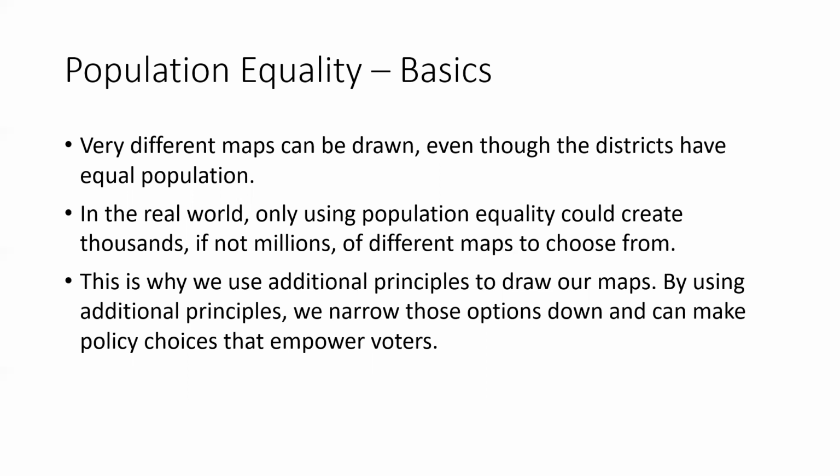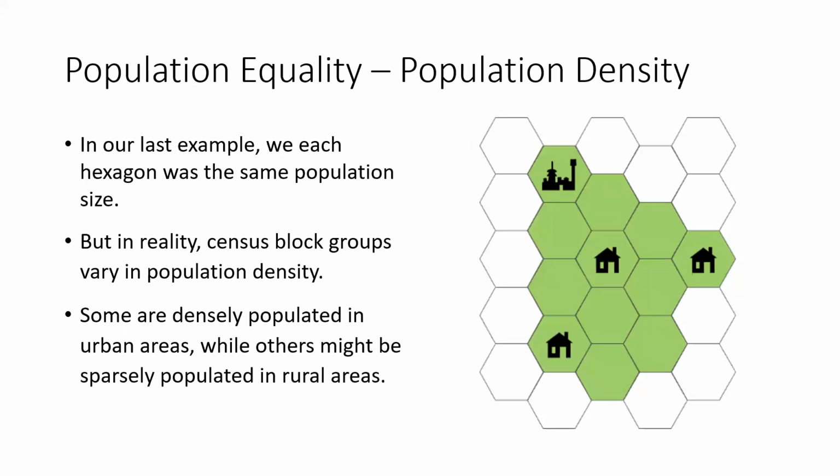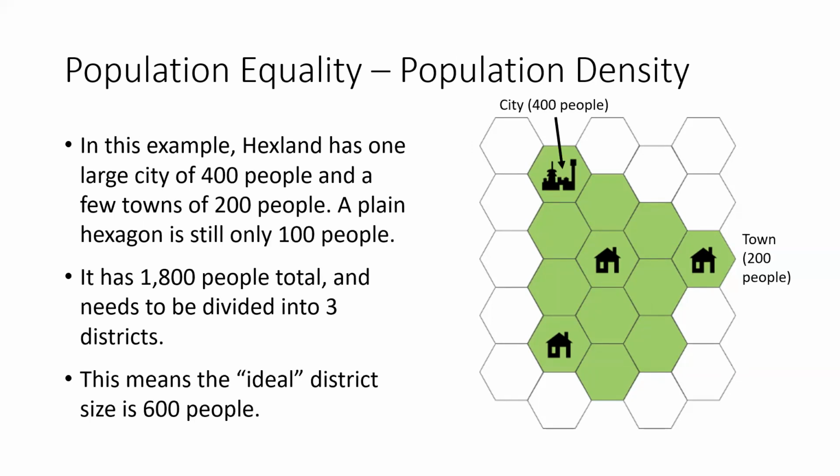Now, before we leave population equality, I do want to talk about one other piece of population equality, and that's population density. So in our last examples, each hexagon was the same population. Each hexagon was 100 people. But in reality, census block groups vary in population density. Some can be very dense because they're in urban areas, while some can be very sparsely populated because they're in rural areas. So I've created a new map here of Hexland.